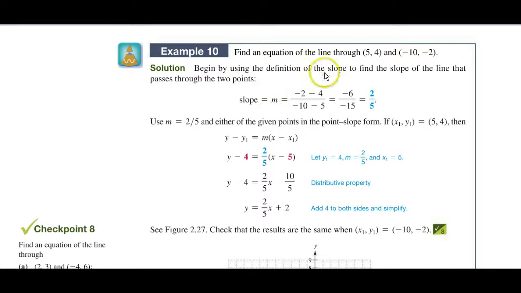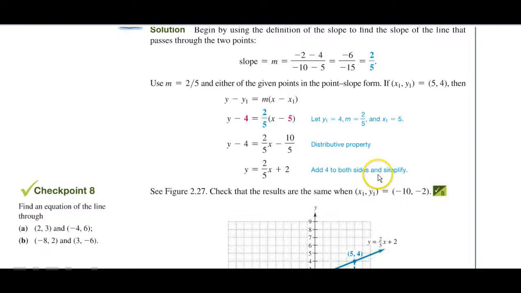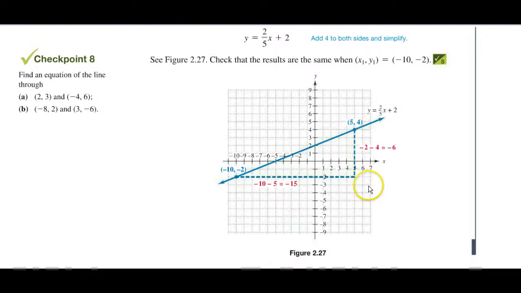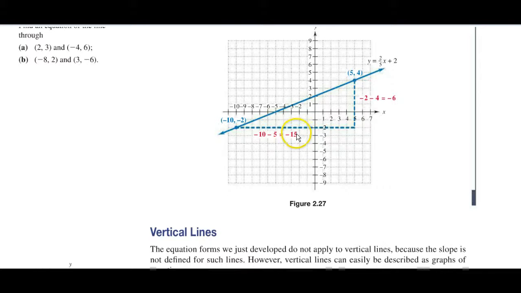Now, in this one, they've kicked it up a little bit because they don't give you the slope. But now they give you 2 points. So you have to carefully use the slope formula to find the slope. Then you can choose either of these points to put into your point-slope form. And they've chosen here the 5 and the 4 after they found it. And there's the equation. And they're showing you the graph of it.